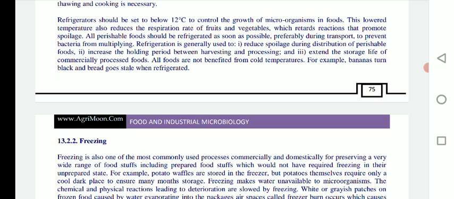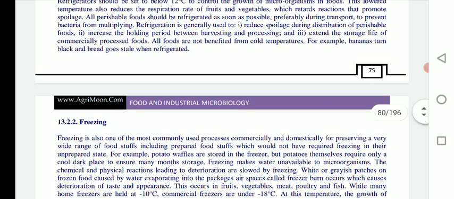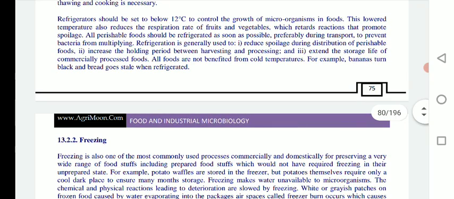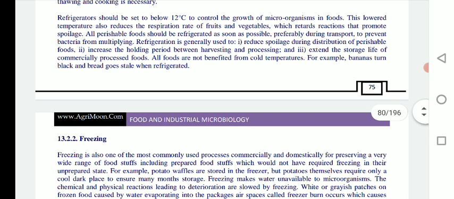All perishable foods should be refrigerated as soon as possible, and preferably during transport, to prevent bacteria from multiplying. Most of the time refrigeration does not kill the organism, but it stops the growth of that microorganism. What it does is slow the rate of some enzymatic and chemical reactions that occur by default in particular types of food, for example fruits as well as vegetables.